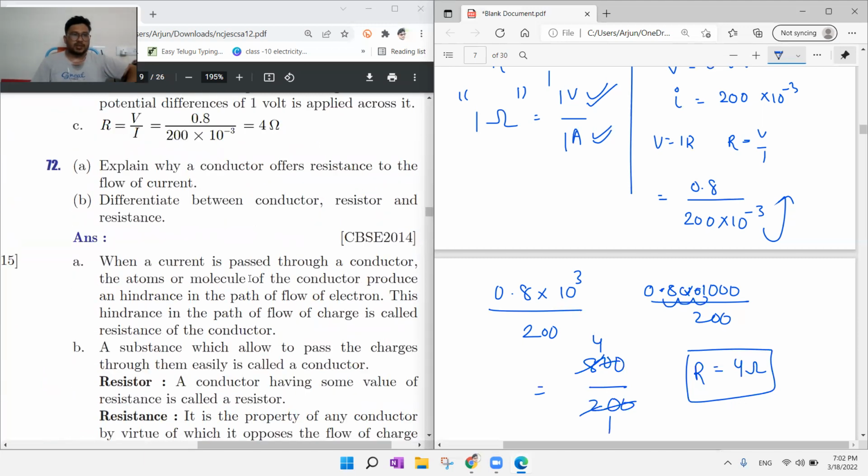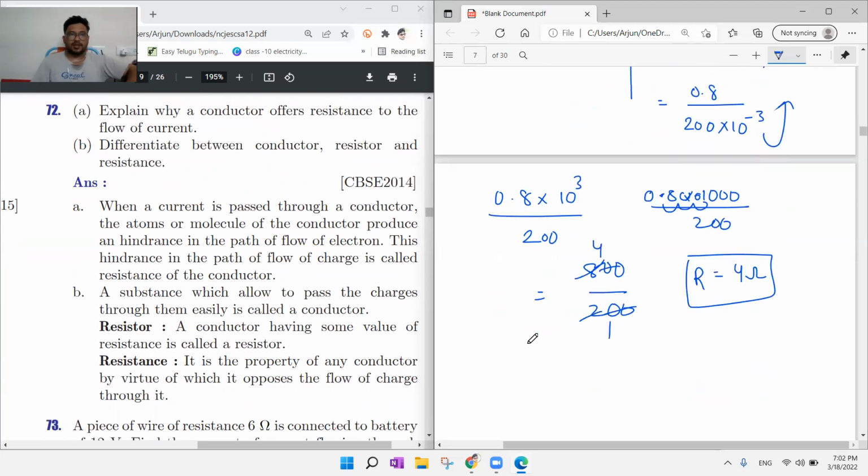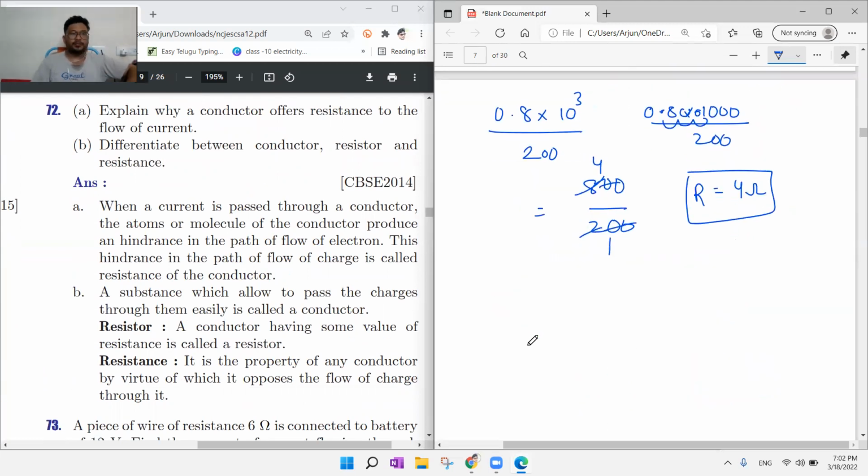Question 72. Explain why a conductor offers resistance to the flow of current. Differentiate between conductor, resistor and resistance. When current is passed through a conductor, the atoms or molecules of the conductor produce a hindrance in the path of flow of electrons. This hindrance in the path of flow of charge is called resistance.